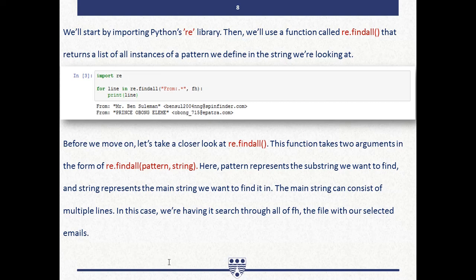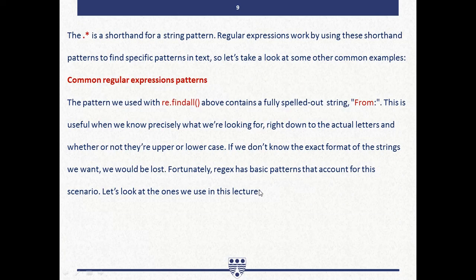Okay, like I told you, the find all function takes in majorly 2 parameters, the pattern and the string. The pattern, let me reiterate, is simply what you're trying to find. In this case, we want to find out the people that sent the email, okay? And the string is the document we want to find this pattern in. So in our case, the string here is the file holder, which is the FH, okay?